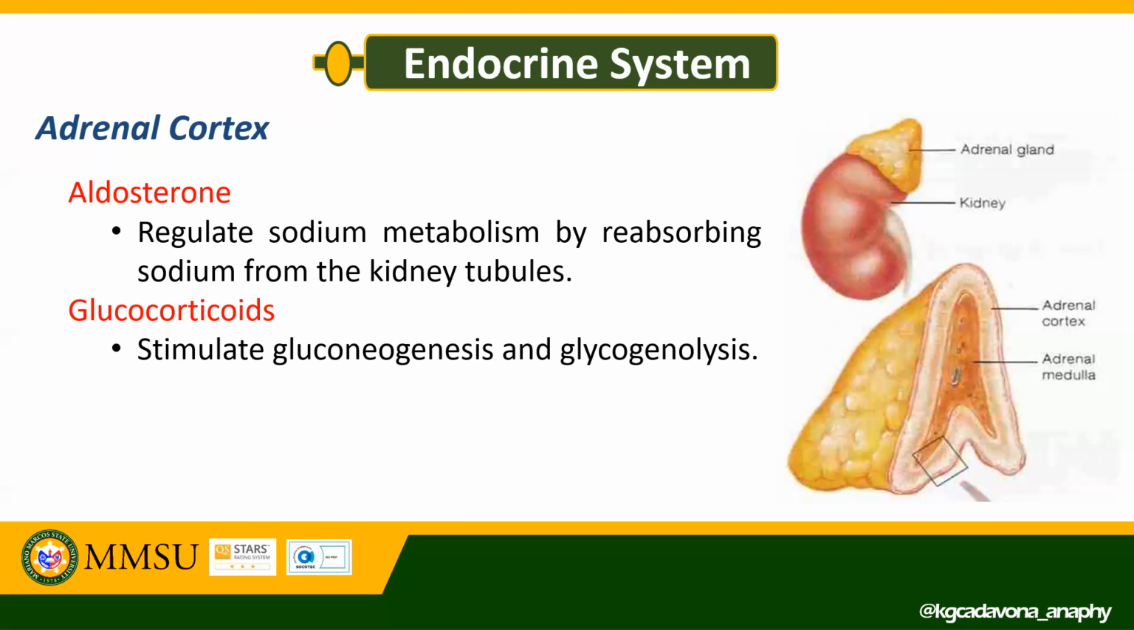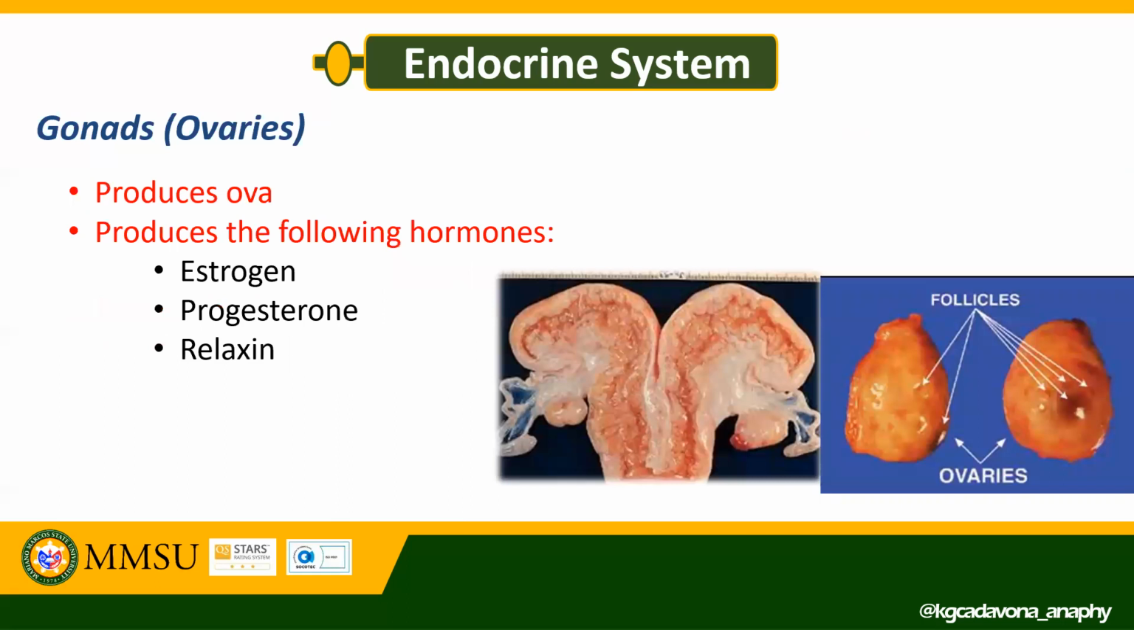Then for the glucocorticoids, it usually stimulates gluconeogenesis or the glucose formation in the body. So here, it increases the rate of gluconeogenesis with the aid or help of the liver. Glycogenolysis, this is the breakdown of glycogen. So the glucocorticoids aid in the formation as well as breakdown of glucose. Then we move to the last endocrine gland, which are the gonads.